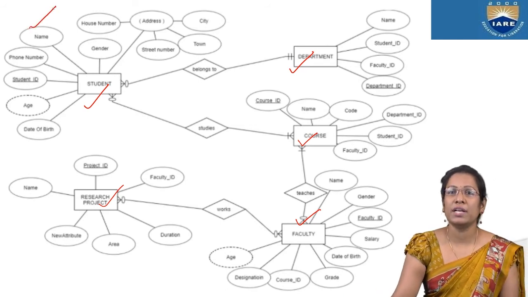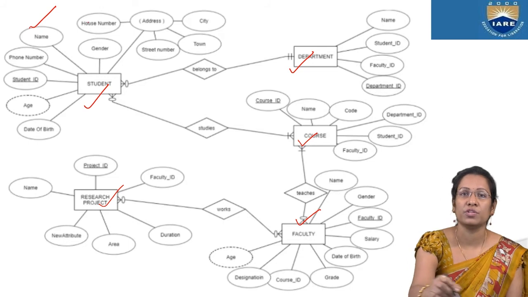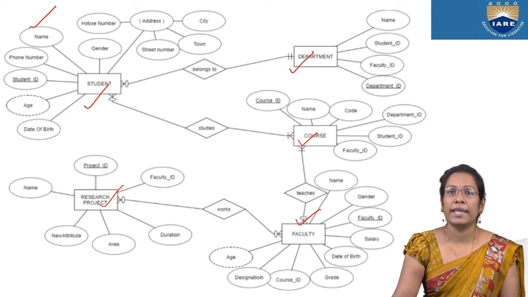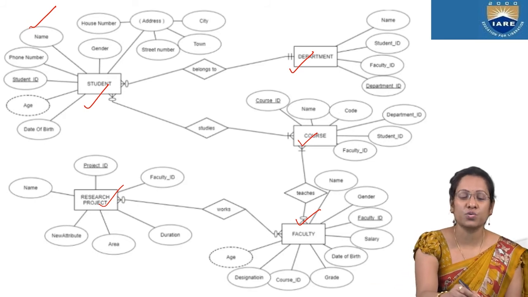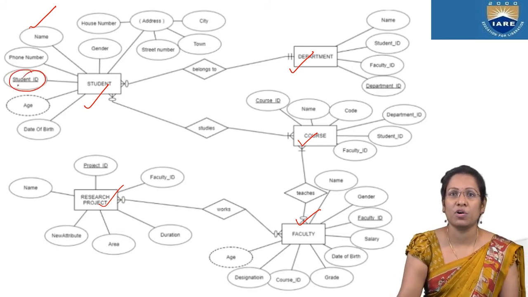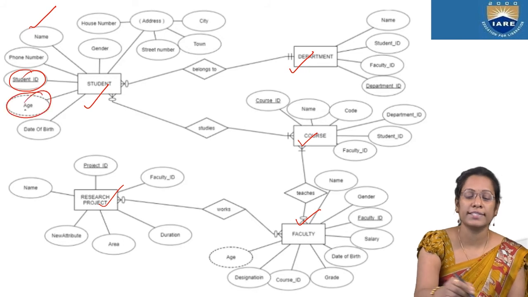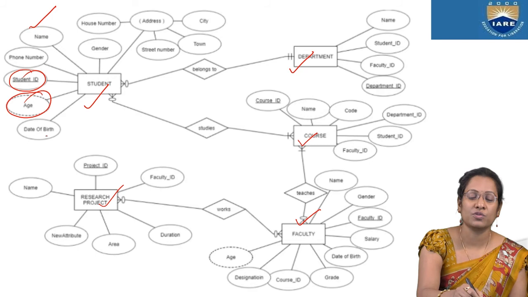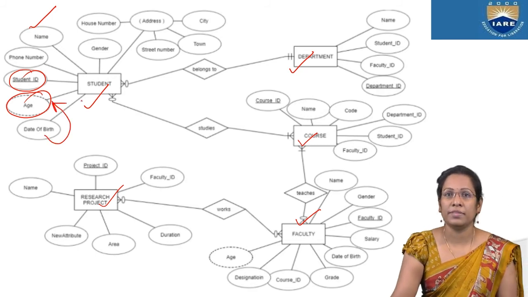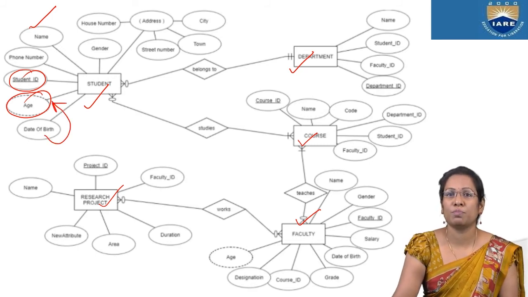So here the student has a set of attributes. We can see the student age, student date of birth, student ID, student phone number, and student name. The student ID is a key attribute because it is denoted by the underline format. The dotted one indicates a derived attribute, because it can extract its value only from an already existing attribute. That existing attribute is date of birth. So the age of the student depends upon the date of birth attribute.